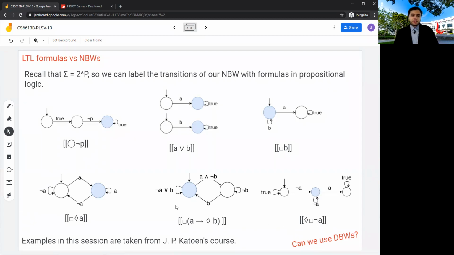Okay, so what this shows is that we can basically, in many cases, translate automata to LTL formulas and LTL formulas to equivalent non-deterministic Büchi automata. So here's a simple question. Can we use deterministic Büchi automata instead of non-deterministic? So if I have any LTL formula, if I give you an LTL formula, can you give me an equivalent deterministic Büchi automaton?